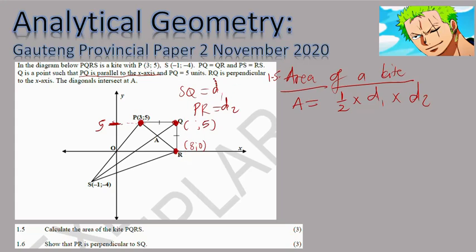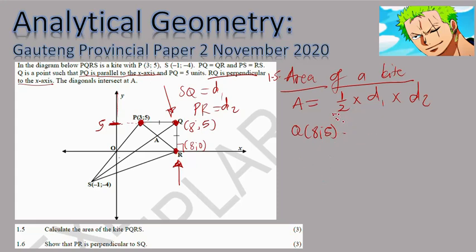Another thing that they said is RQ is perpendicular to the x-axis, meaning it's parallel to the y-axis, which means our x value here is going to match the x value at Q. Our x value here was 8, it means the x value here is 8. So now coordinates of Q, we have 8 and 5, right?